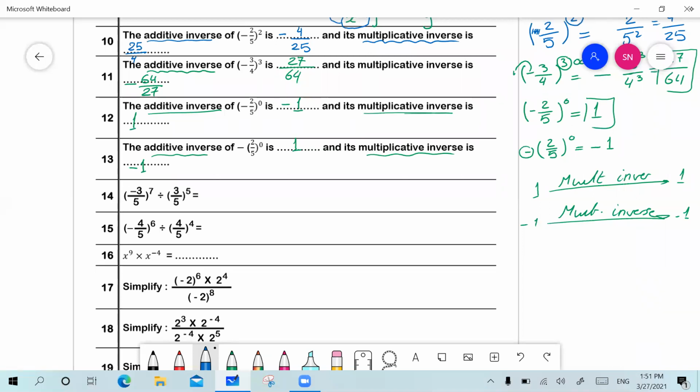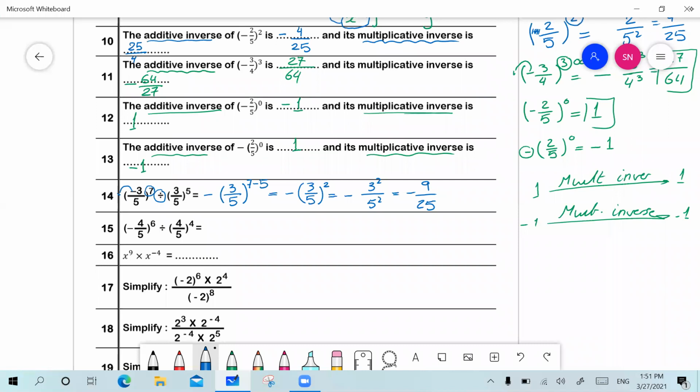Okay, so the first one, let's go in order. We said I have a negative number raised to an odd power, so the negative stays outside, right? So I have a negative. Now my base is the same, 3 over 5, and I'm making a division, so the power is 7 minus 5. So this is equal to negative 3 over 5 to the power of 2. And then the negative stays as it is, 3 to the power of 2 over 5 to the power of 2, which equals negative 9 over 25.